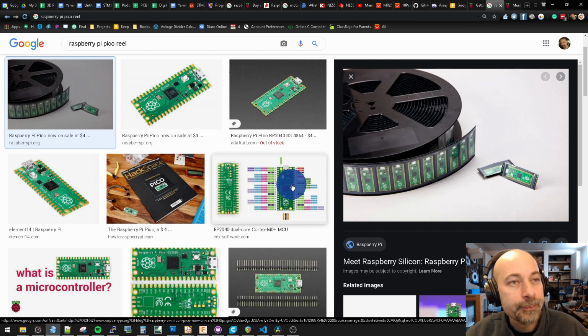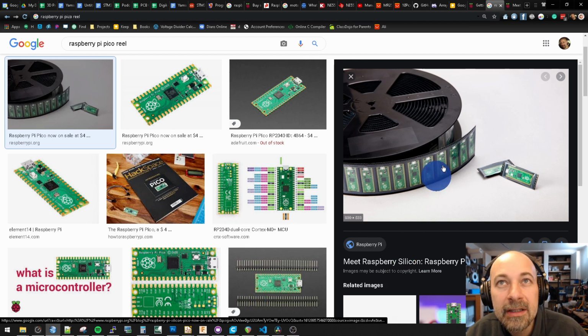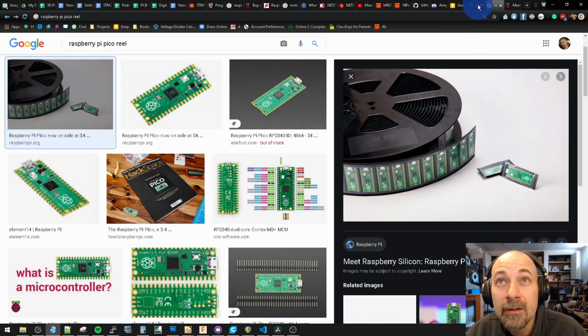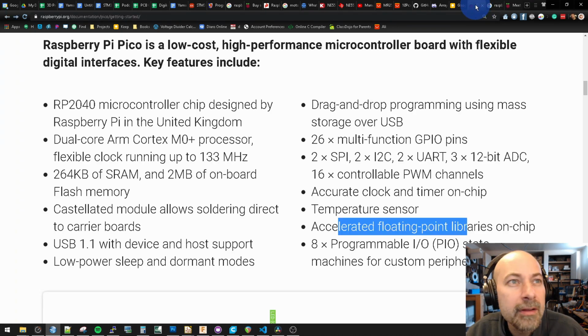You buy a reel of them and ship them over to your pick and place manufacturing place, and they'll set it up for you. So they do all the work for you, automatically, robotically. I think robotically is better than automatically in this case. Okay, so I'm going to switch back to me.